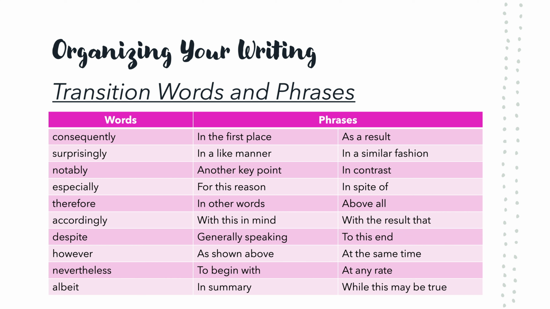Here's an example. Using things like consequently, surprisingly, notably, especially. Phrases do the same things. In the first place, in the second place, finally, another key point. In other words, as shown above. All of these different phrases also help the reader understand where you are in the story that you're trying to tell.